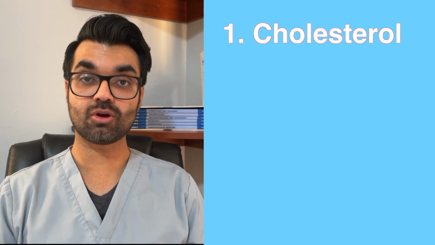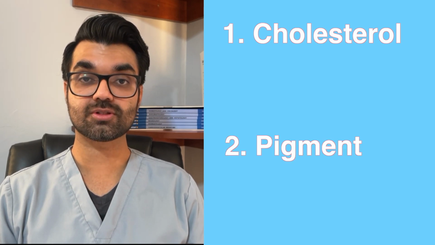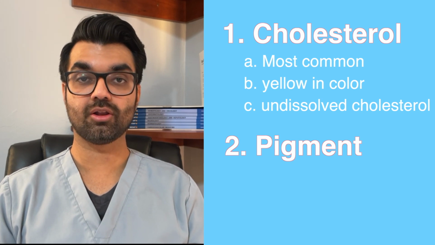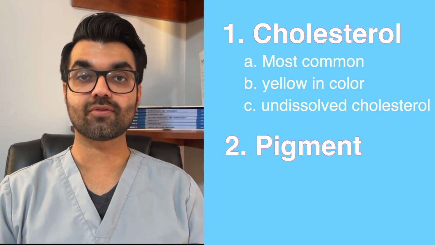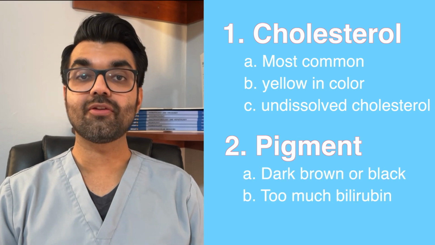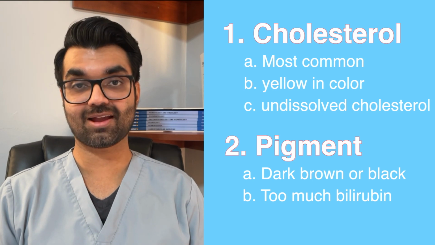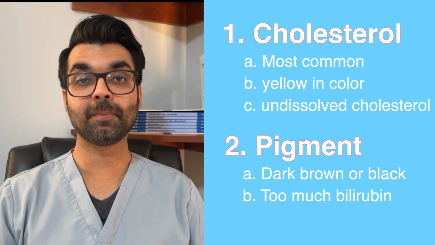Now there are two types of gallstones. There's cholesterol gallstones as well as pigment stones. Now cholesterol gallstones are the most common. They're usually yellow in color and they're formed from undissolved cholesterol that's left in the bile. On the other hand, the pigment stones are usually dark brown or even black, and they're usually formed from too much bilirubin.